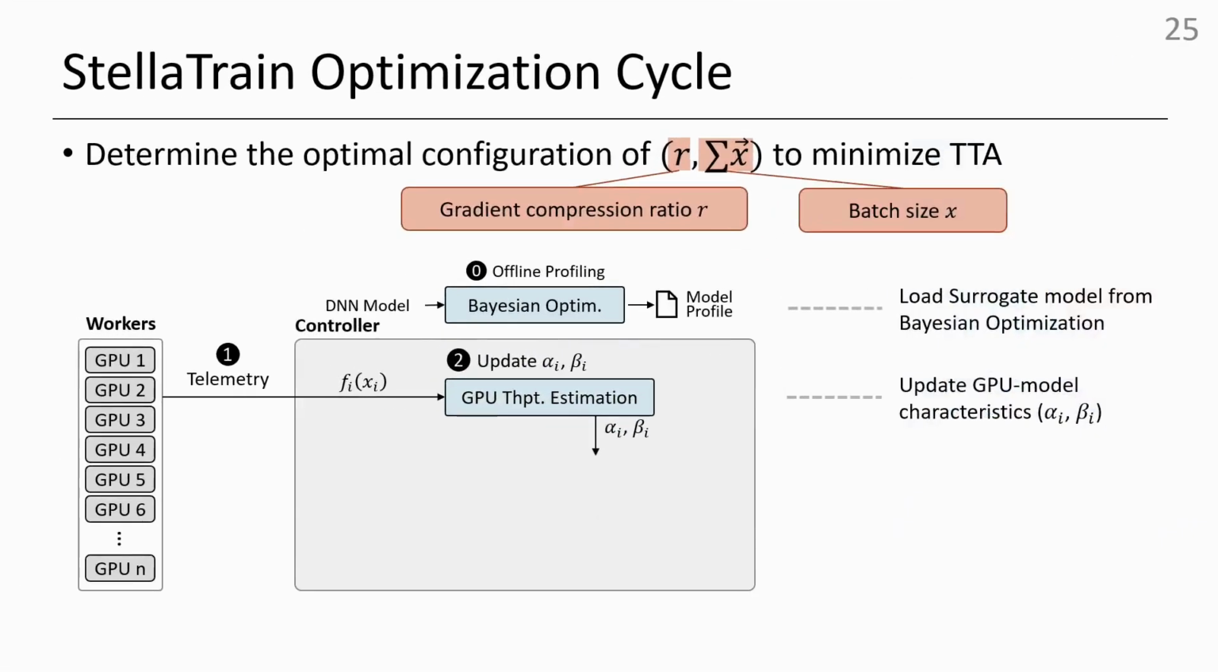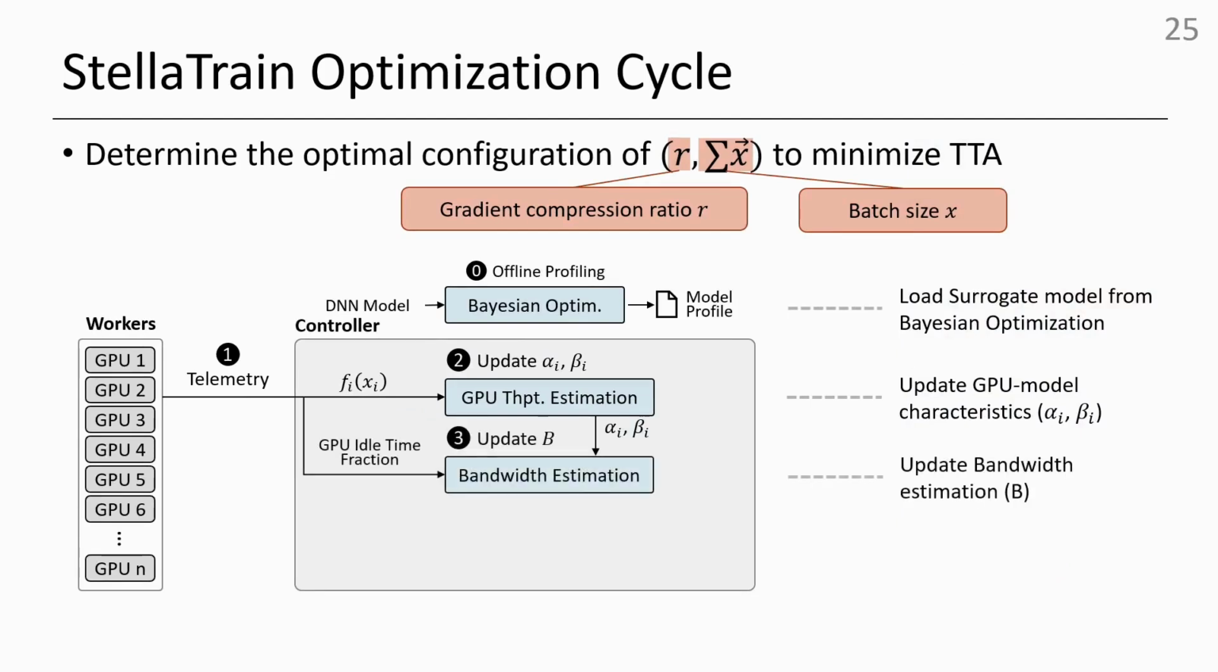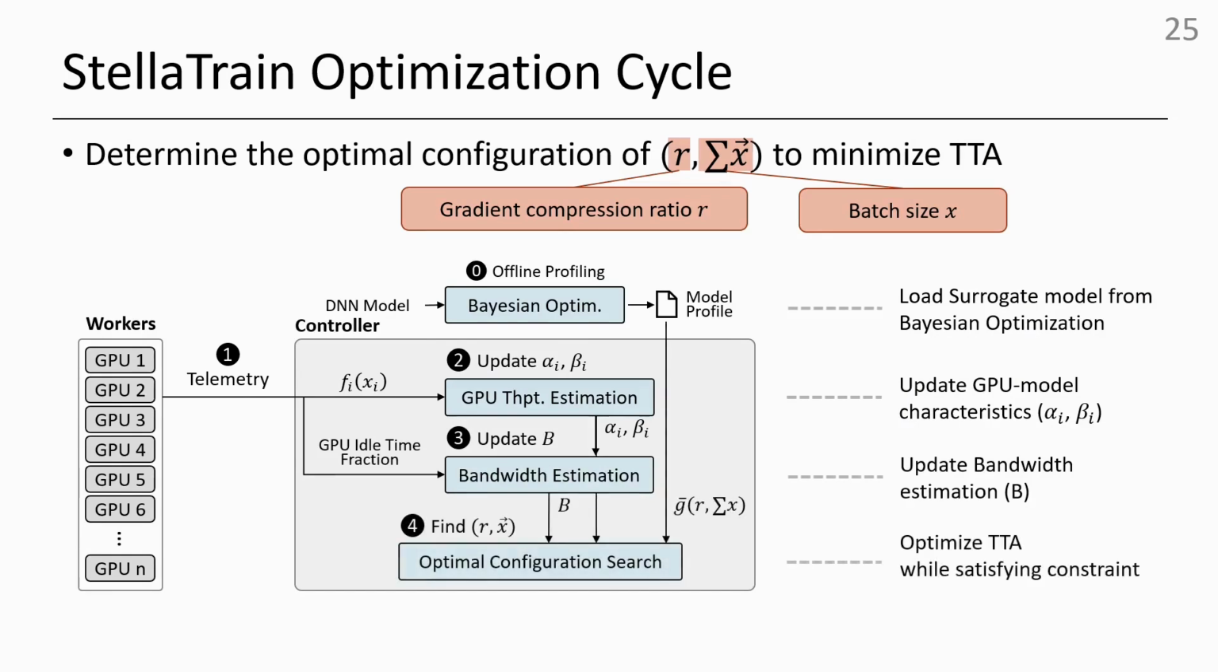The controller collects the telemetry data from each worker and estimates the performance of each GPU and network bandwidth. And then, the controller finds the best configuration parameters for minimizing TTA. And finally, the updated configuration is applied to the workers asynchronously.